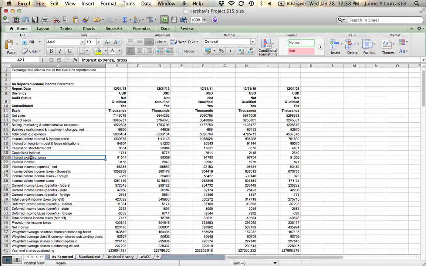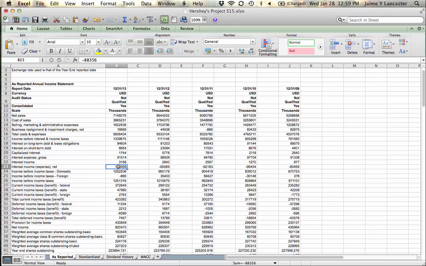interest expense, something that tells you what you paid in interest, right? And Hershey's happens to have 3 lines, these 3 here. Interest expense gross. So in total, they paid $91,514. Then they have interest income, $3,158. And their net interest, the interest they earned minus the interest they paid, is going to be a negative number because the expense is greater than the income.